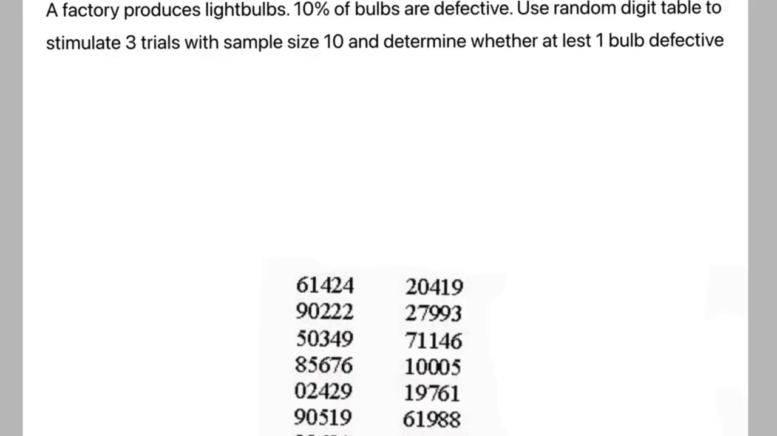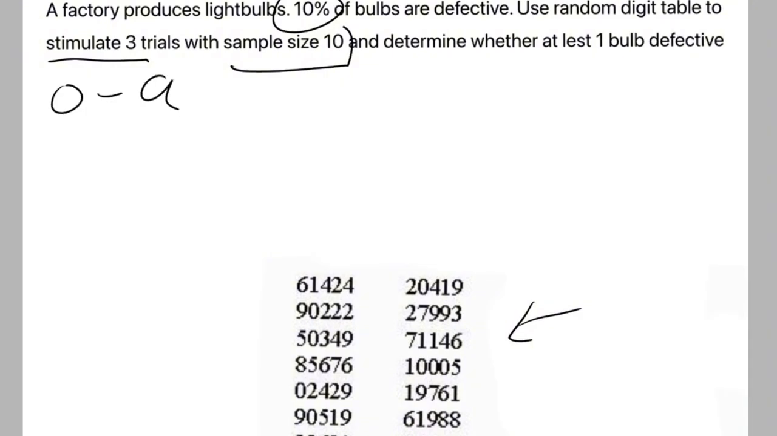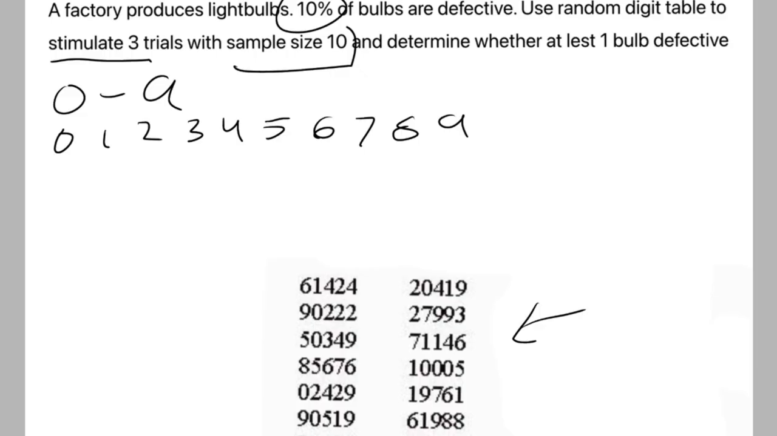Okay, so a factory produces light bulbs. 10% of the bulbs are defective. We're going to use a random digit table, which is just a table with a bunch of numbers. We're going to simulate 3 trials with a sample size of 10. First off, 10%. All the digits are from 0 to 9, so 10% of these digits would be just one of them. So we could just assign 0 as defective.